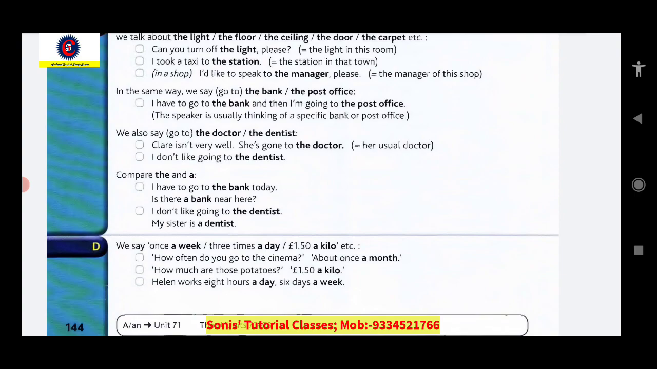Once a week, three times a day, 1.5 pounds a kilo. Here, a is being used in the sense of per or every. How often do you go to the cinema? About once a week. Once a month means one time every month. How much are those potatoes? 1.5 pounds a kilo means per kilo. Helen works 8 hours a day, 6 days a week, means 8 hours every day or 6 days every week. So a or an can be used in the sense of per or every also.